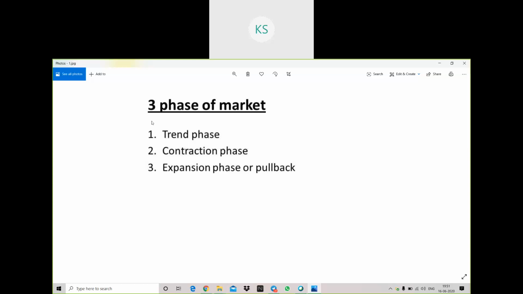Okay, fine, Ravi. So these are the three phases of the market. First is the trend phase, then the contraction phase, then the expansion phase or pullback. For expansion, we also use the word pullback. So these are synonyms of each other. Expansion or pullback are the same. So trend phase, contraction phase and expansion phase. We'll move to the examples now.